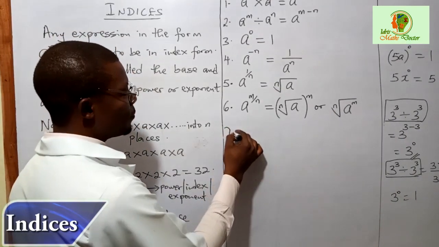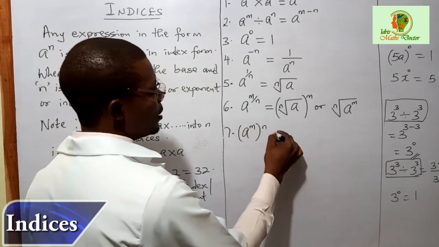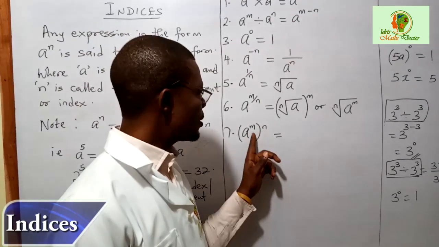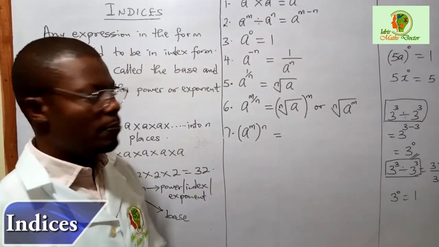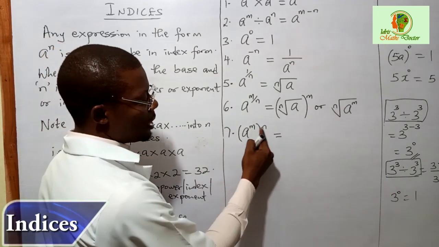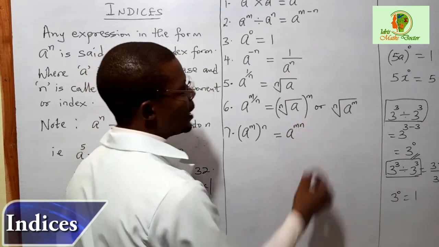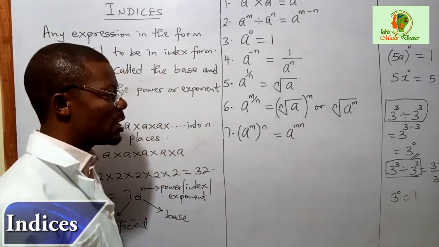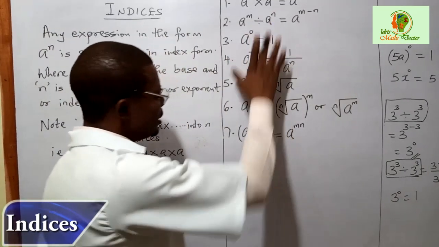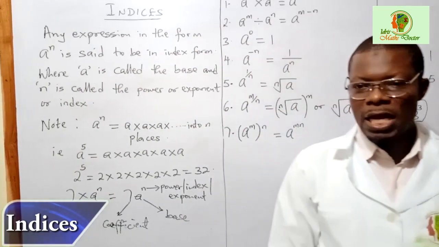Law number 7. A raised to power m into bracket n. Here we have two powers. One inside the bracket and the other outside the bracket. How do we go about this? The law states that the power inside the bracket, we multiply by the power outside the bracket. So we have mn. mn is the same thing as what? m times n. Now, these are the basic laws as far as indices is concerned.